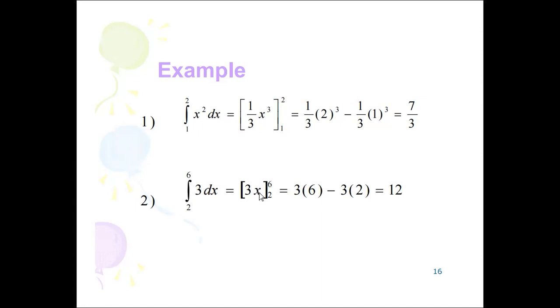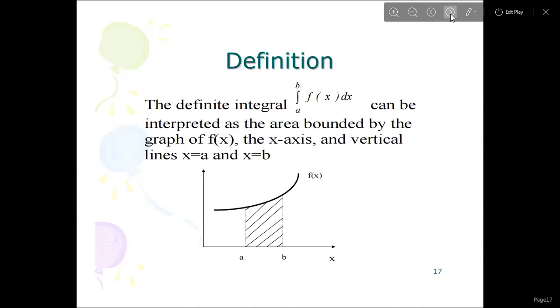In this integration of x, the lower limit is 2 and the upper limit is 6. After putting in the upper limit 6, minus, then putting in the lower limit x equals 2, we get the value. This is a simple indication.